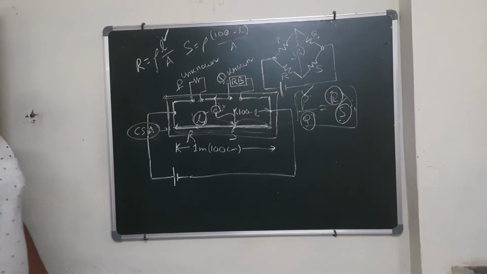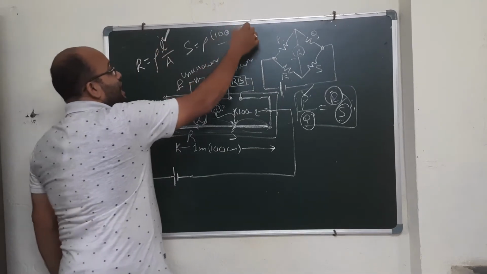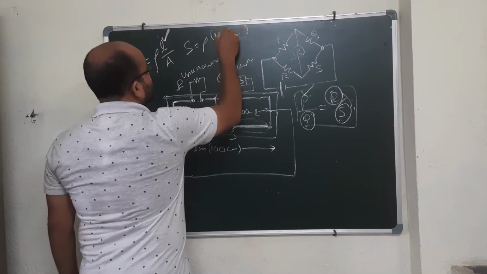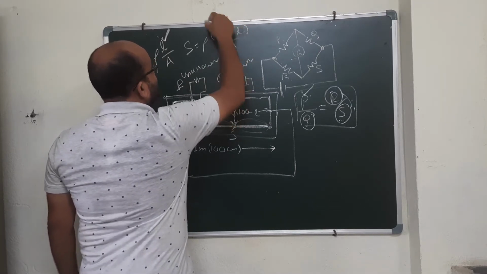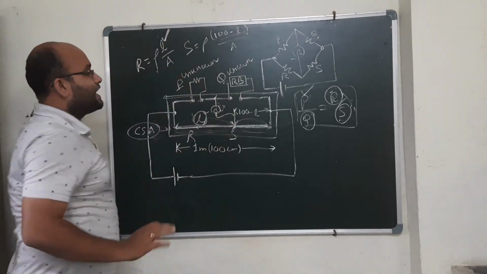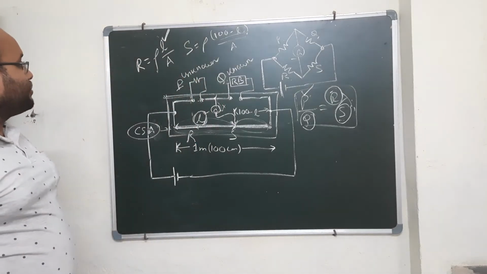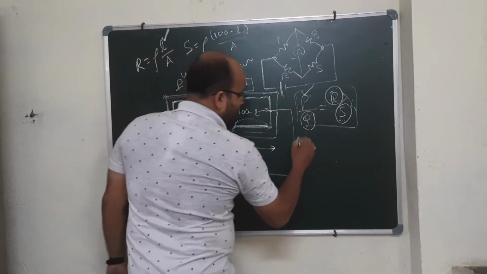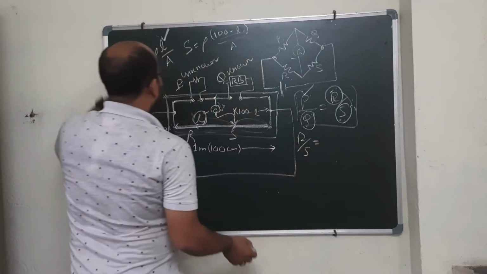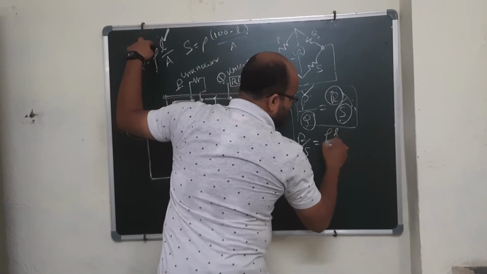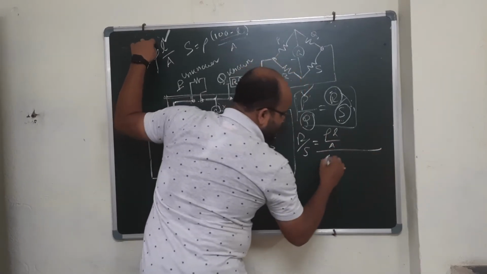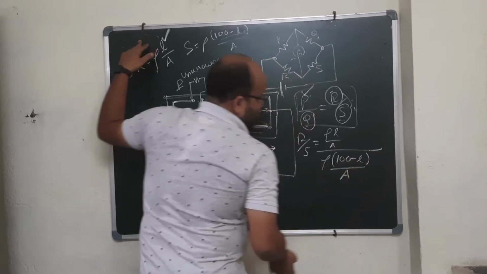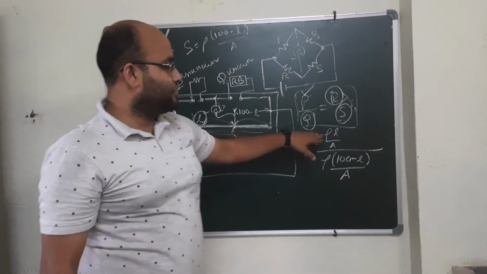So this is the value of L. If we just know the value of L, obviously 100 minus L will also be known to us. So what I need to do is calculate the ratio of R and S. We can easily say that we have a ratio of rho L by A divided by rho into 100 minus L by A.